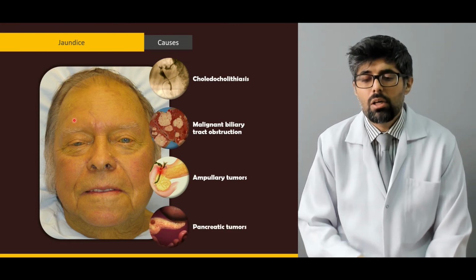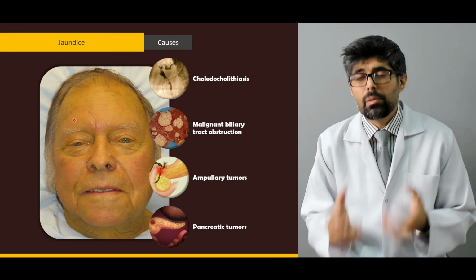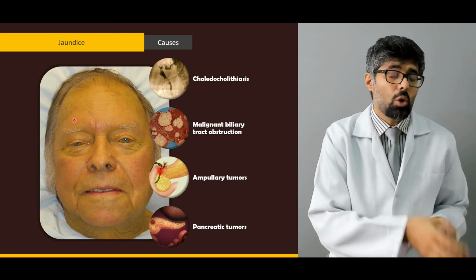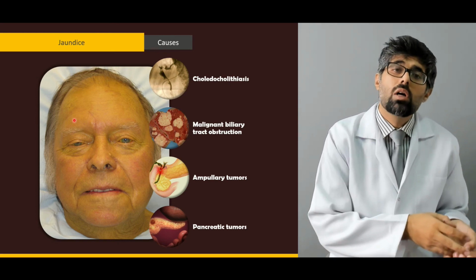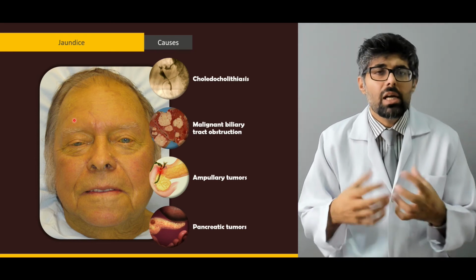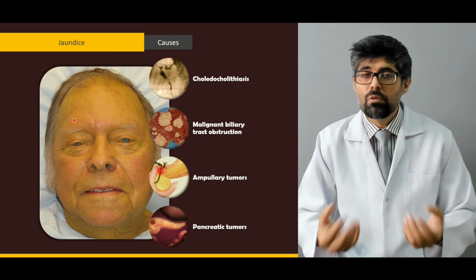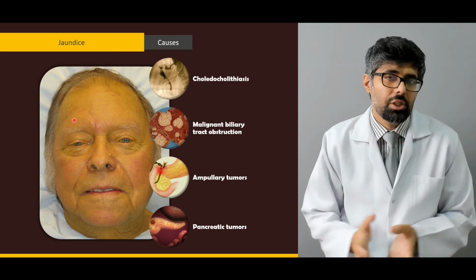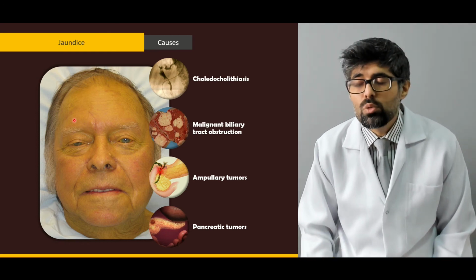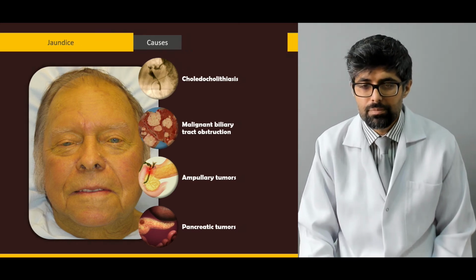Another cause is a pancreatic tumor. If the pancreatic tumor of the body of the pancreas is large enough to obstruct either the common bile duct or the ampulla or the hepatic duct or the gallbladder as a whole, it may stop the flow or the formation of the bile, which will result in increased bilirubin in the blood, that will result in jaundice. So these are the most common causes of jaundice in a patient.